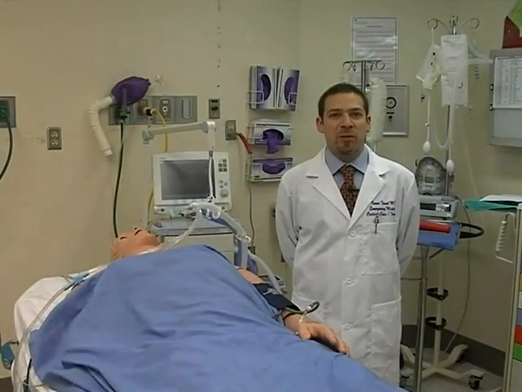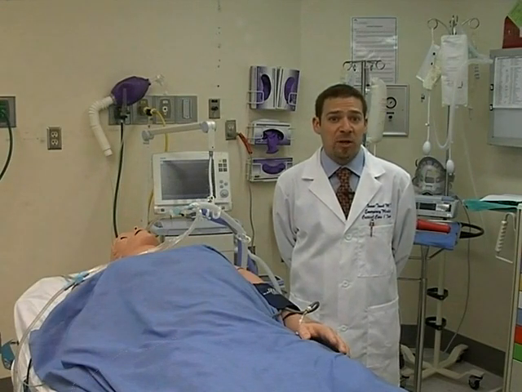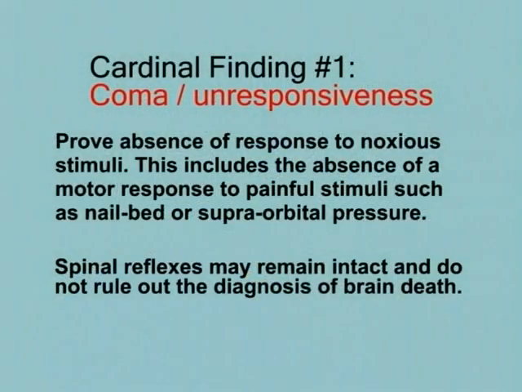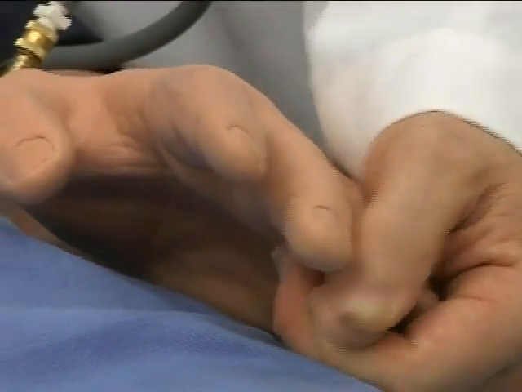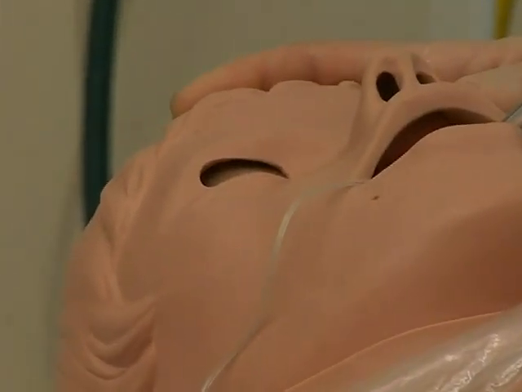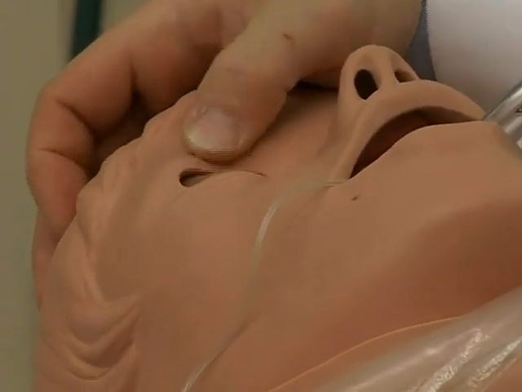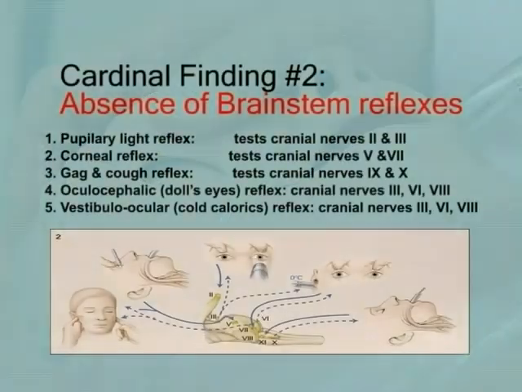We have established the prerequisites to allow for further testing of brainstem reflexes. First, we can appreciate that the patient is not initiating any spontaneous breathing. Then, we go on to confirm cardinal finding number 1, unresponsiveness, by demonstrating an absence of the response to noxious stimuli. We can do this by demonstrating no response to nail bed pressure. One can also test for a response to pressure on the supraorbital nerve. If no response is observed, then we move on to testing cardinal finding number 2, which is testing for brainstem reflexes. Let us now go through the brainstem evaluation.